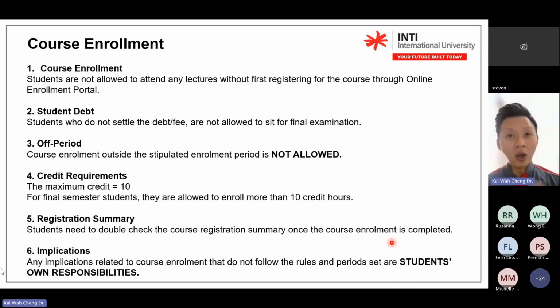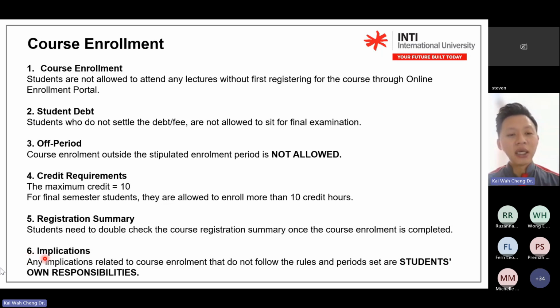I hope you're aware that there is one button on the online enrollment portal called registration summary. So once you complete the enrollment procedure, please double check all the information from the registration summary, whether the course code you entered just now was correct or not, the course name correct or not, and credit hour, right? This is number 5.